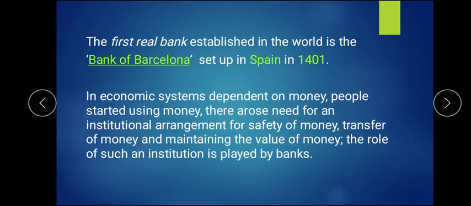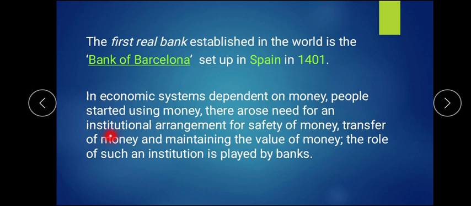Even in today's world, our economic system is dependent on money. Every country's economic system is dependent on money, and as people started using money, there arose a need for an institutional arrangement for the safety of money. When people started using more money, the system thought that there should be some control over money, and some safety should be given to the people's money. That's why banks came up and were established.